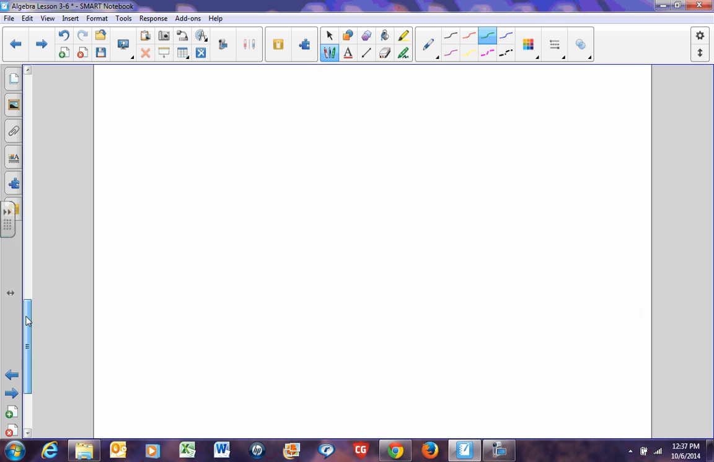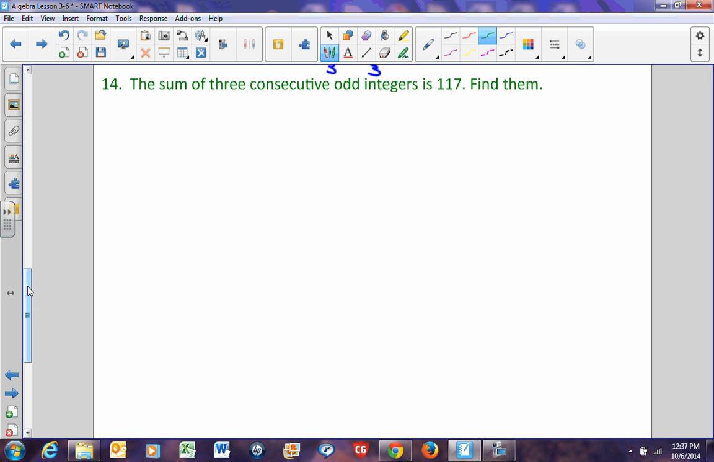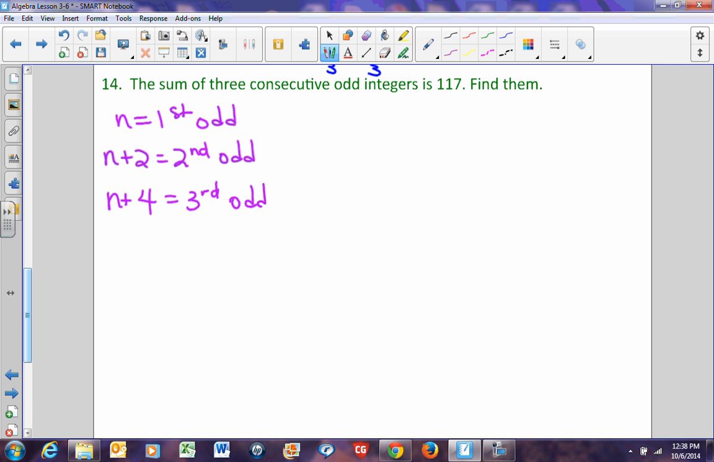Alright, this next problem. I'm glad you didn't have to type these out yourself. The sum of 3 consecutive odd integers is 117. So now we have odd integers. So I'm going to let n equal my first odd. I have to label it as first odd. Odd integers, if you remember, to keep them odd, you have to keep adding 2. So n plus 2 equals my second odd. I have 3 of these guys, so n plus, not 2 but 4, equals my third odd. If I had a fourth odd, it would be n plus 6 and n plus 8, etc.